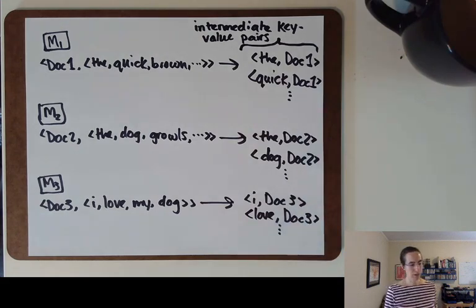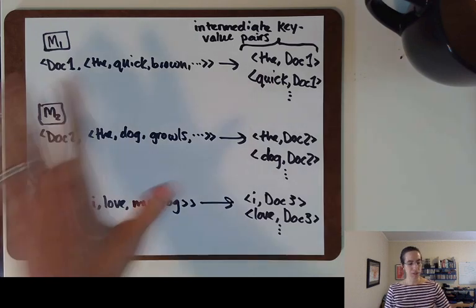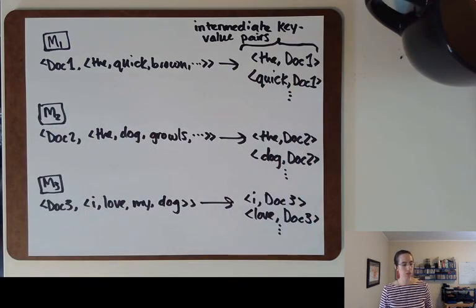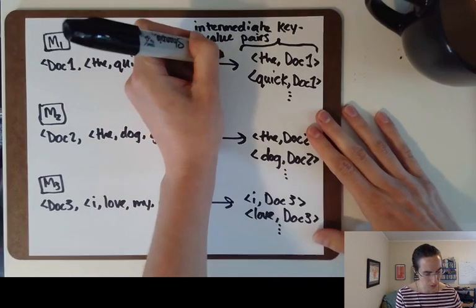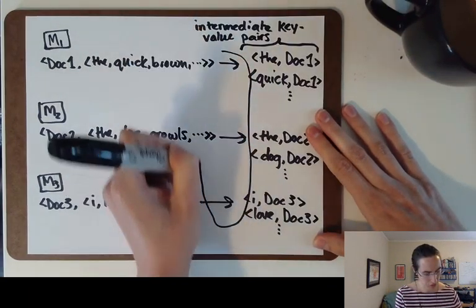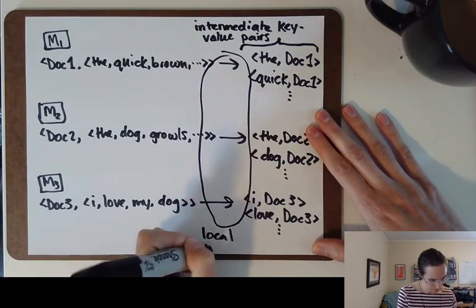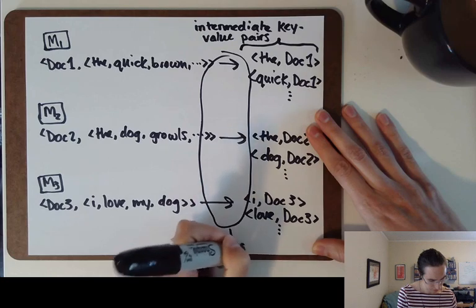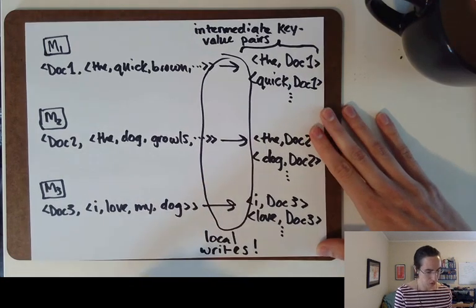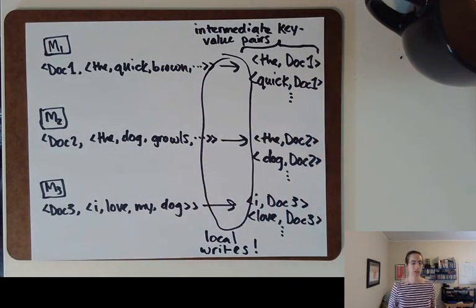One important thing to point out is that this all happens just on these local machines. So there's no communication between the machines required to do this. And when they produce their output, they're not sending it to another machine yet. They're just writing it locally. So these are all local writes, which means they're cheap. Nothing has to be sent over the network to do this.